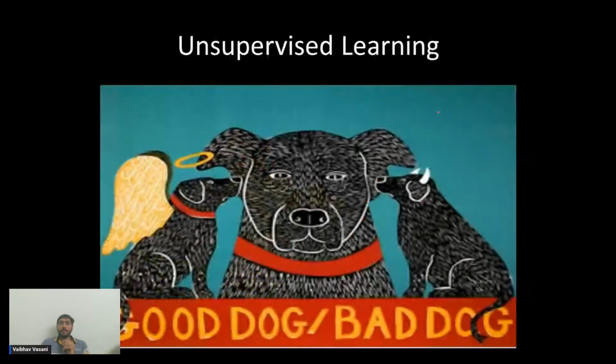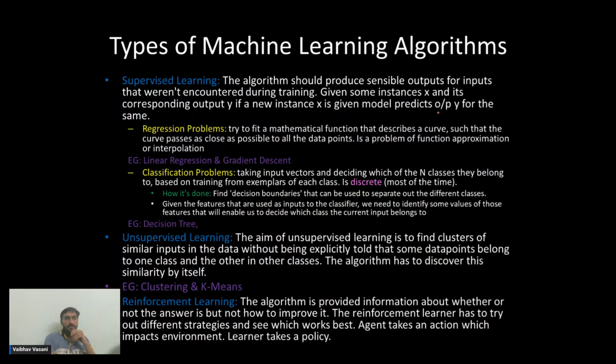I'm just moving ahead. So unsupervised learning, yes, good dog, bad dog. We are looking at the features and then we are deciding it. I will talk about supervised and unsupervised. These are some definitions which we have already discussed. What is a regression problem? Try to fit a mathematical function that describes a curve.